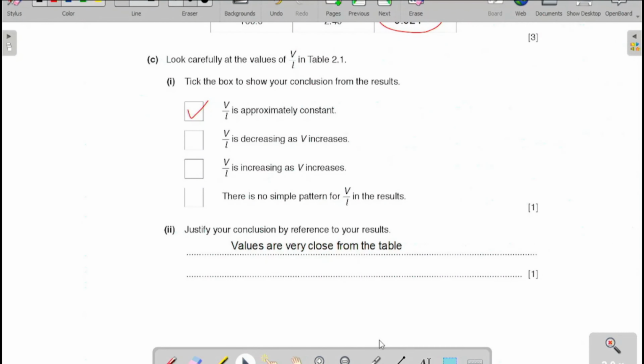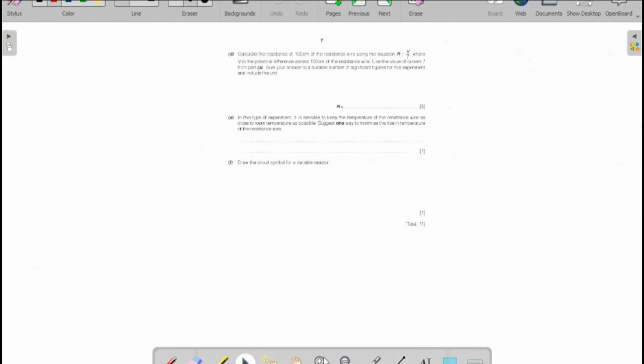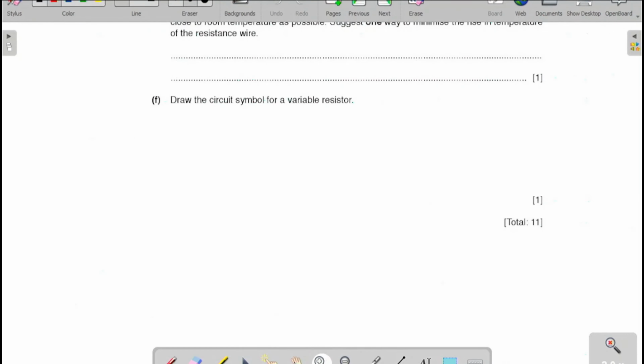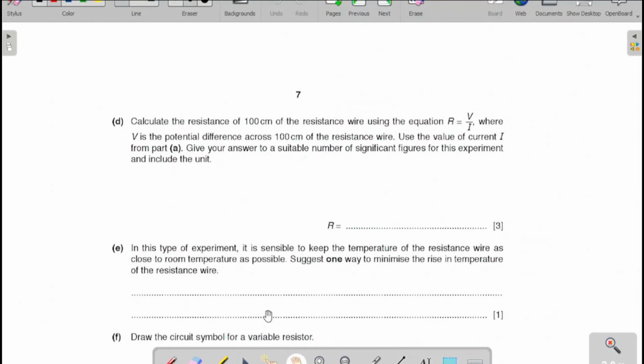Okay, let's go to the next one. Calculate the resistance of 100 cm of the resistance wire using the formula. This is the formula you have to use: R equals V over I, where V is the potential difference across 100 cm of the resistance wire. Use the value of current from part A. Give your answer to a suitable number of significant figures for this experiment and include your units.